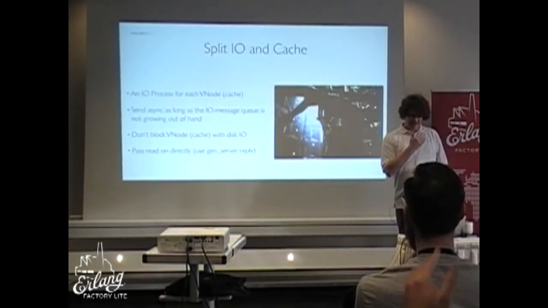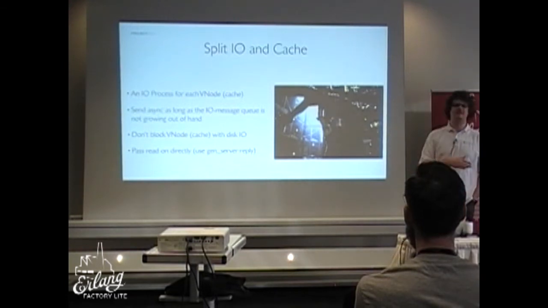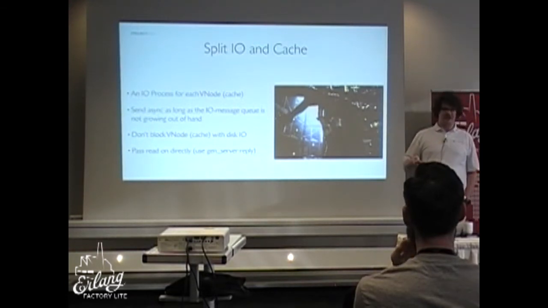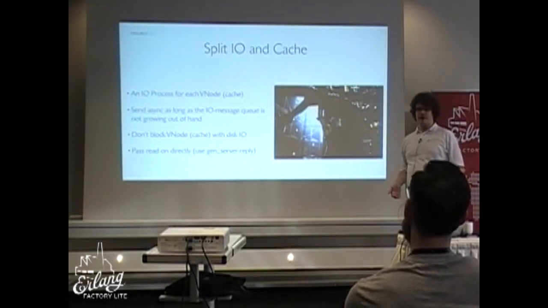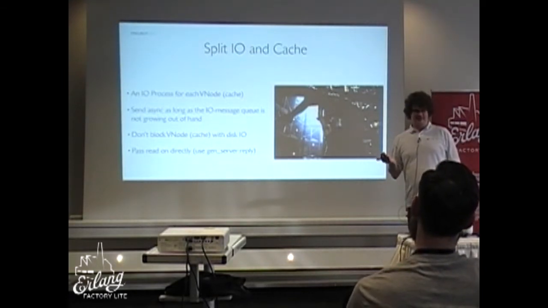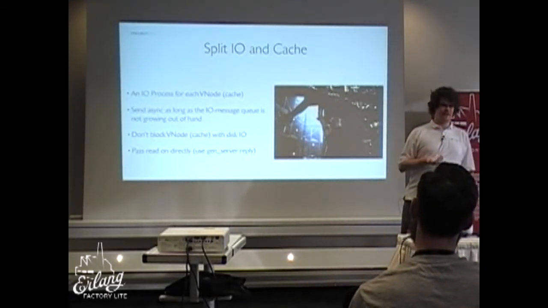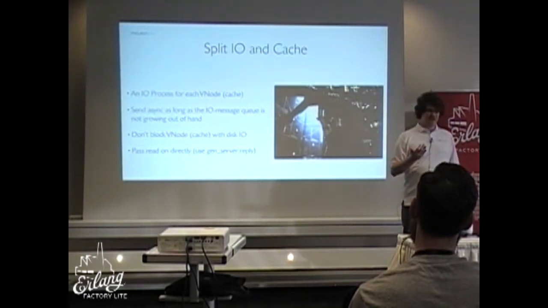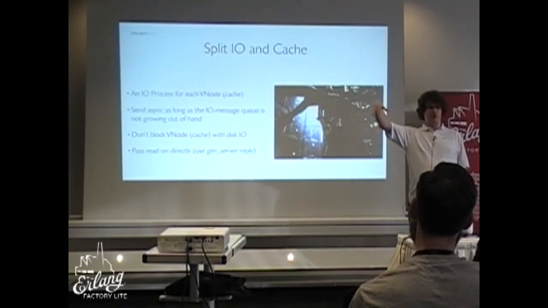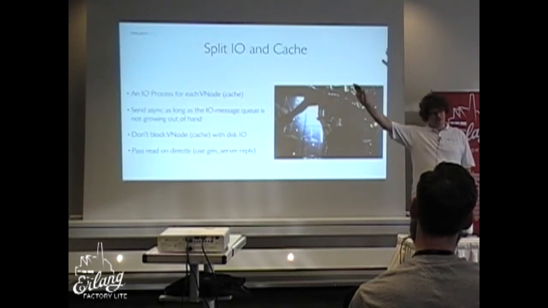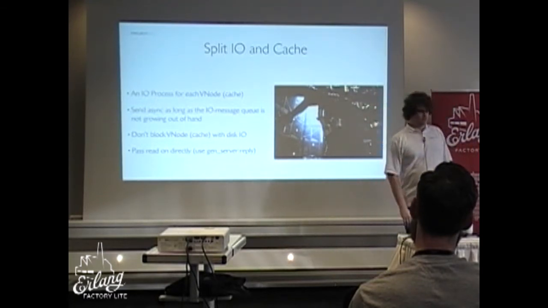Next, we take the cache and the I/O and split it apart. So instead of blocking the whole vnode when you do I/O, because I/O is sucky slow, we hate I/O, we don't want to do I/O, that's why we do caching, you just put it in your own process. You don't spawn this every now and then, but you just keep it running as an I/O process and send the data, which ends up really horrible if you do it asynchronously.